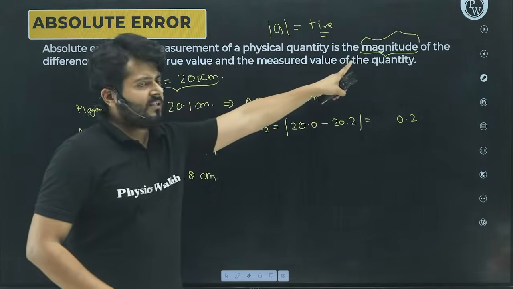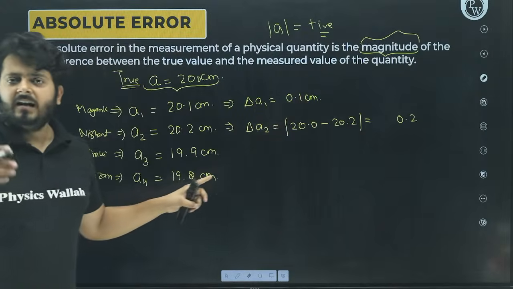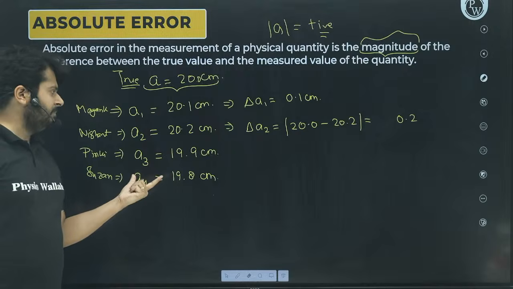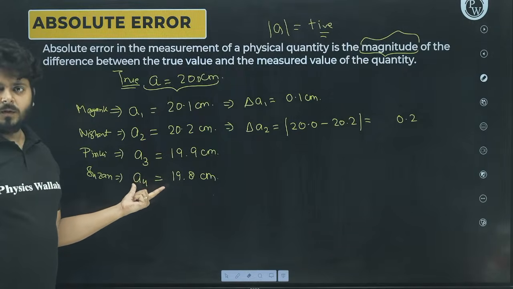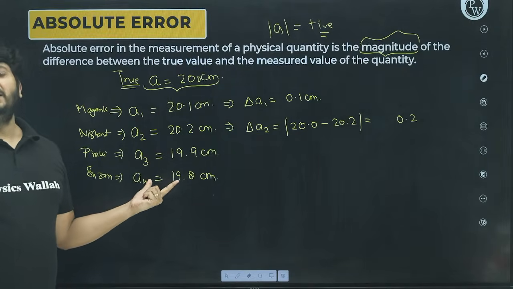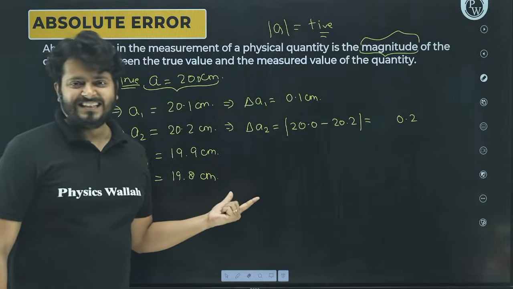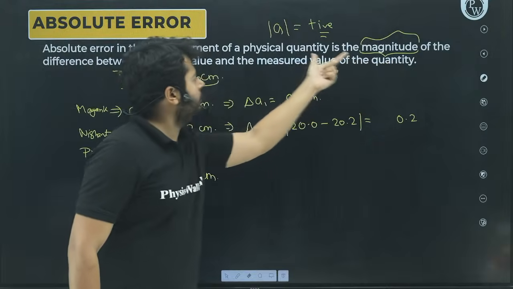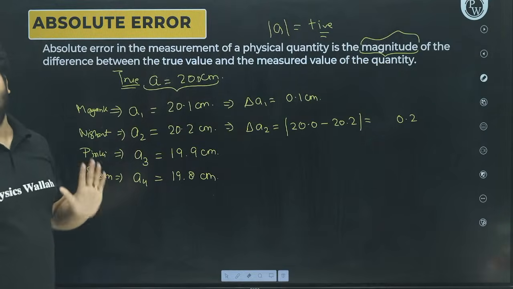Many kids make this mistake in the board exam when they are asked for 1 mark, what is the absolute error in this one, 19.8, and they say the absolute error is minus 0.2. You see that the minus need not be there because it is the magnitude of the difference between the true value and the measured value.